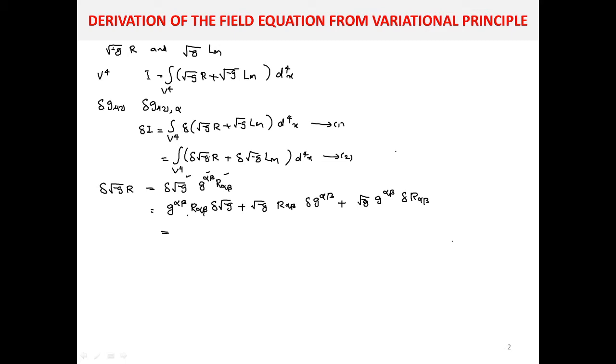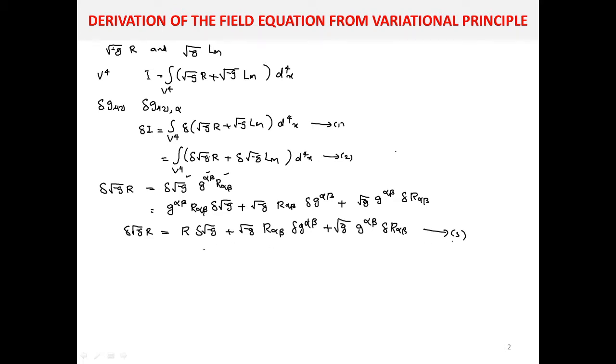this can be written as: g alpha beta R alpha beta is the Ricci scalar R, so it can be written as R into delta of root of minus g. There is no change for the remaining terms, that is root of minus g R alpha beta delta g alpha beta plus root of minus g g alpha beta into delta of R alpha beta. So this is the value of delta of root of minus g into R. Let it be equation number 3.